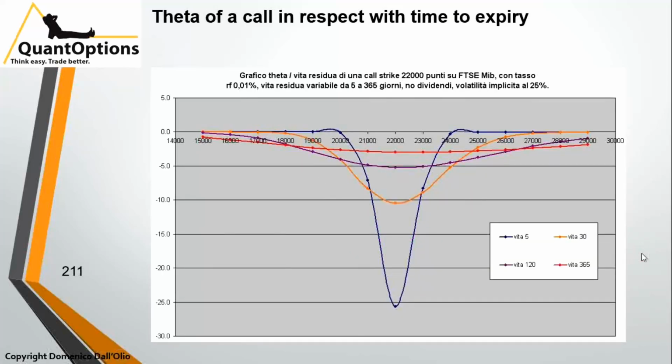Theta of a call in respect with time to expiry. This could seem a contradiction in terms. We are measuring the effect of time in respect with time, but it is absolutely relevant. This is the chart of the theta in respect with different residual lives of a call strike 22,000 points, interest rate 0.01%, residual life ranging from 5 to 365 days, no dividends, implied volatility 25%. The longer the time to maturity, the less sharp is the reactivity of the price of the option to the passing of time. The closer you get, the more dramatic the loss of value day after day becomes for the option.